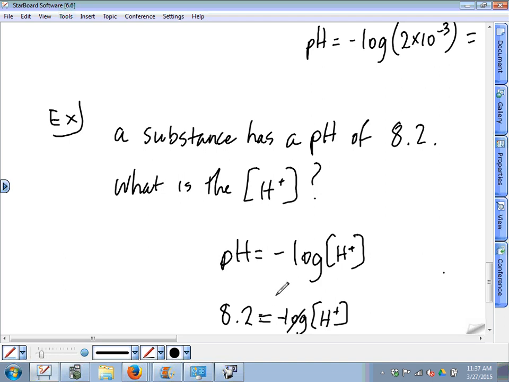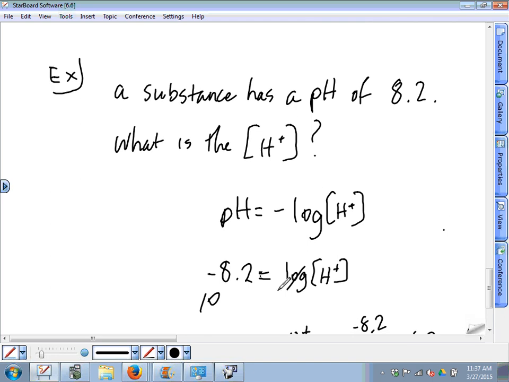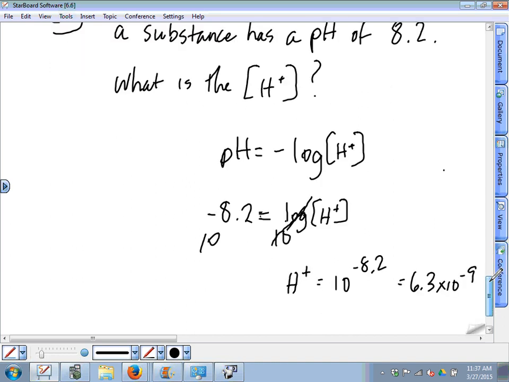Divide both sides by negative 1. So now the negative sign goes on 8.2, and there's just a positive logarithm here. Now you can get rid of the logarithm by using a base of 10 on both sides. So if you use a base of 10 and you have a log base 10, those cancel each other out. So your H plus value is 10 to the negative 8.2.